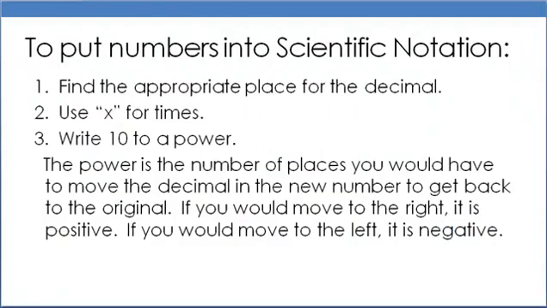To put numbers into scientific notation, step 1, find the appropriate place for the decimal. Step 2, use the X for times. Step 3, write 10 to a power. The power is the number of places you would have to move the decimal in the new number to get back to the original. If you would move to the right, it is a positive exponent. If you would move to the left, it is a negative exponent.